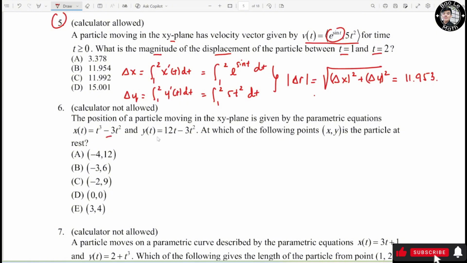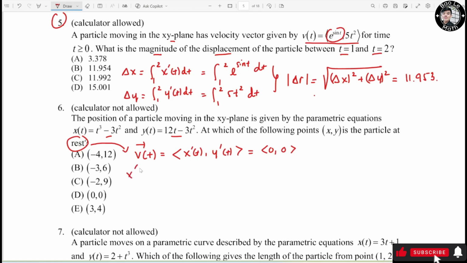Now question 6. The position of the particle moving in the xy plane is given by the parametric equations s of t equals this, y of t equals this. At which of the following points s and y is the particle at rest? So you know that when the particle is at rest, it means the velocity vector s prime of t, y prime of t equals 0, 0, right?